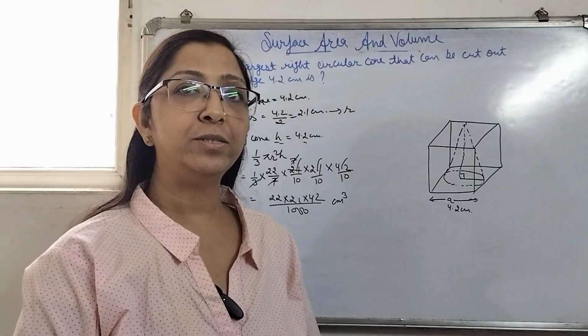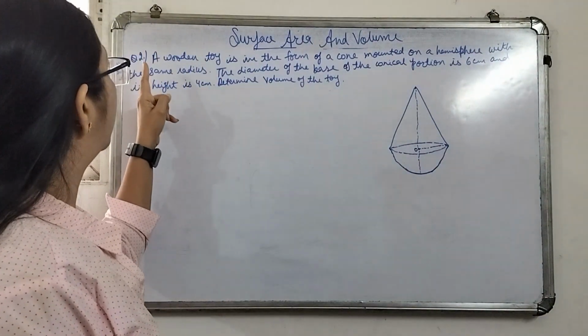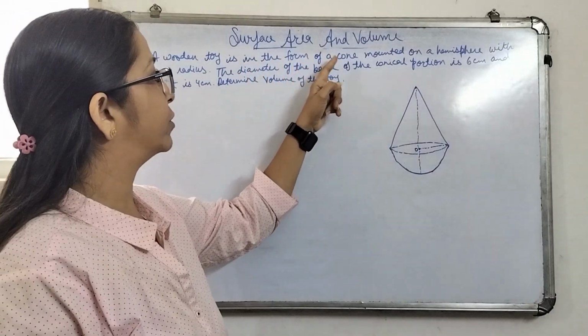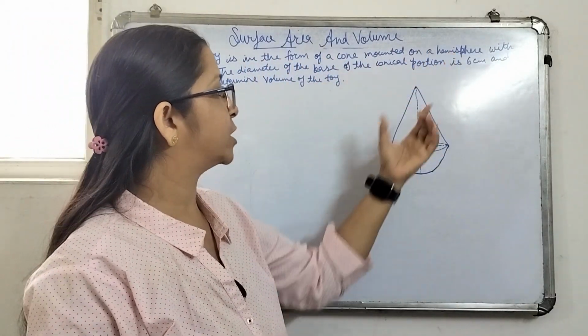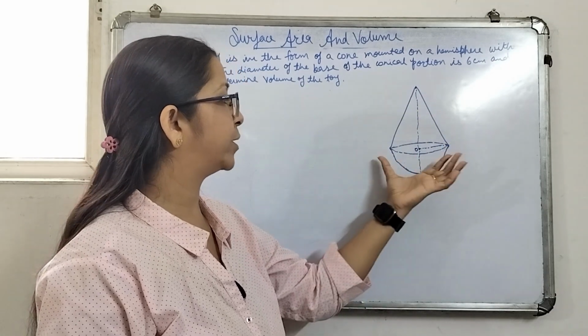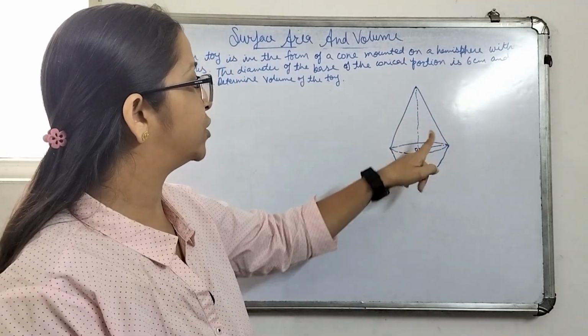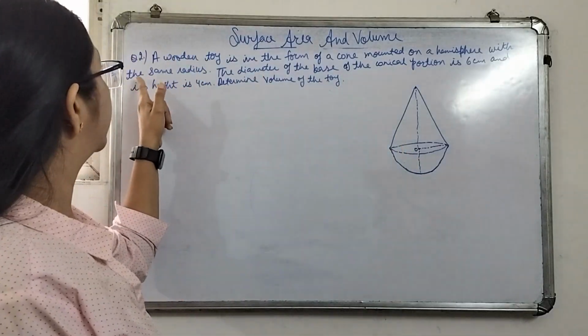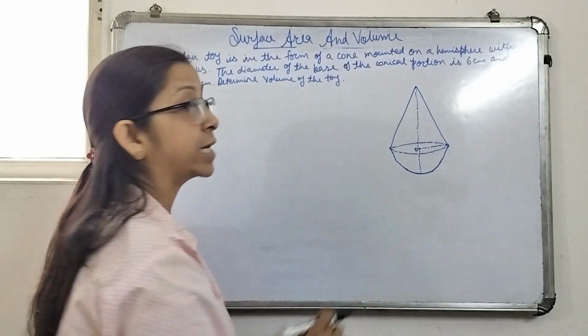Let's see another question. A wooden toy is in the form of a cone mounted on a hemisphere. So at the bottom there is a hemisphere, and at the top of it there is a cone mounted on the hemisphere with the same radius. That means the radius of the cone and the radius of the hemisphere are the same.